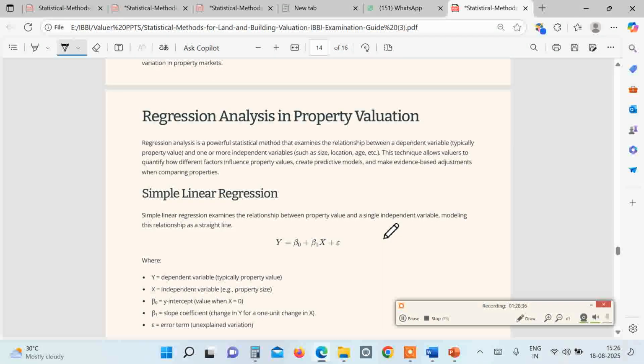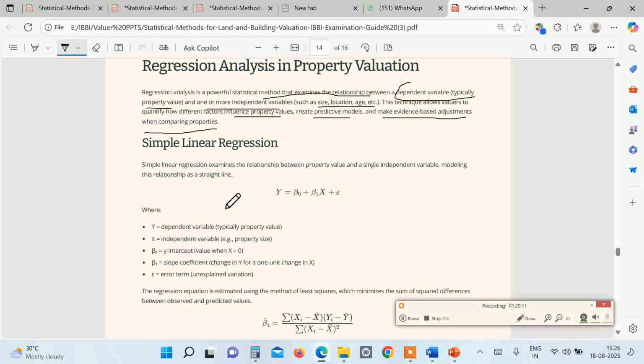Next is regression analysis in property valuation. Regression analysis is a powerful statistical method that examines the relationship between a dependent variable, typically property value, and one or more independent variables such as size, location, age, etc. The technique allows valuers to quantify how different factors influence property values, create predictive models, and make evidence-based adjustments when comparing properties. First one is simple linear regression.